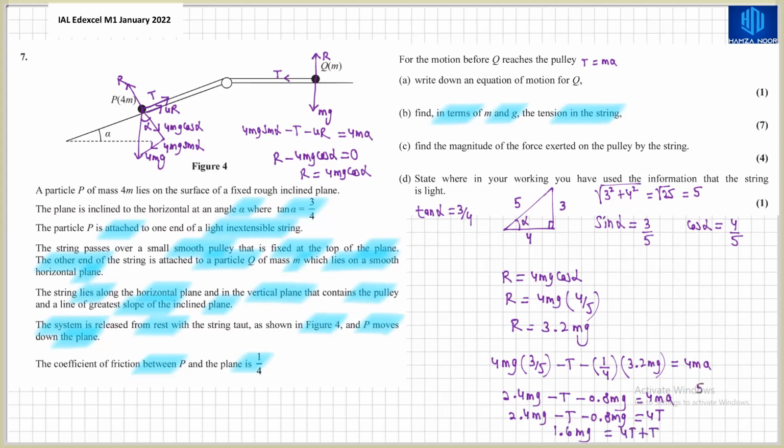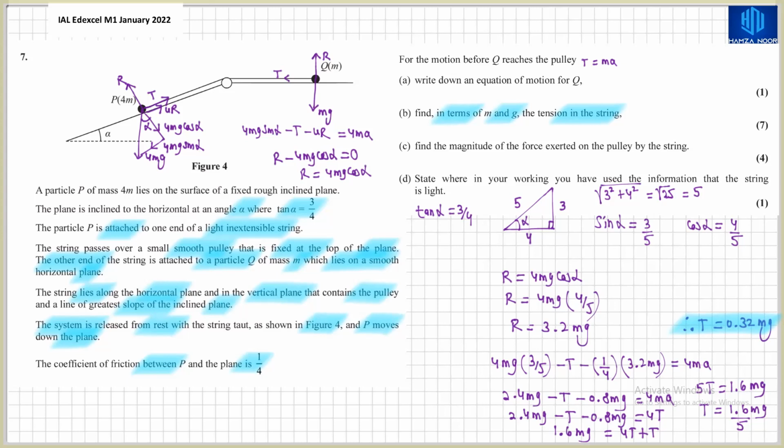So 1.6mg is equal to 4T plus T. Therefore, 5T is equal to 1.6mg. Therefore, T is equal to 1.6mg divided by 5. So 1.6 over 5 is 0.32. Therefore, T is equal to 0.32mg. All right. So here we have found the tension in the string in terms of m and g. This is the answer of part B. T is equal to 0.32 times mg.